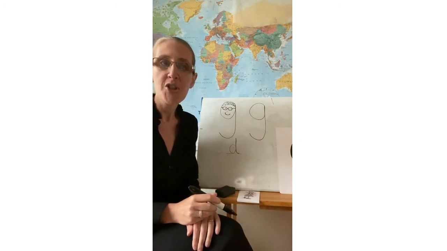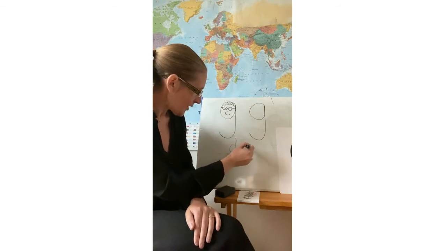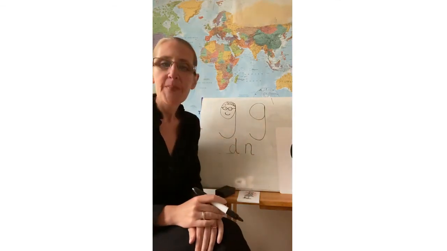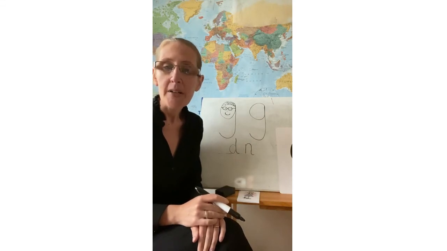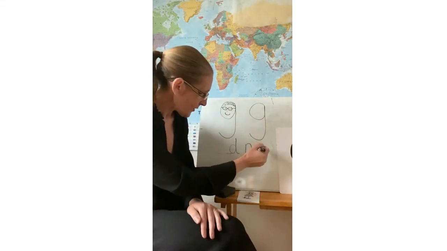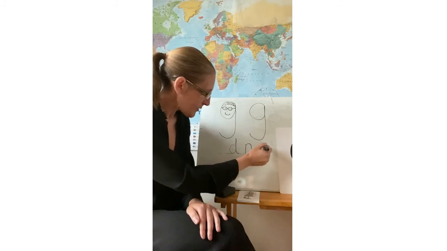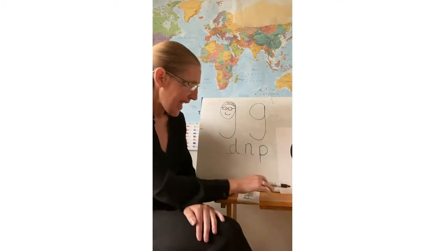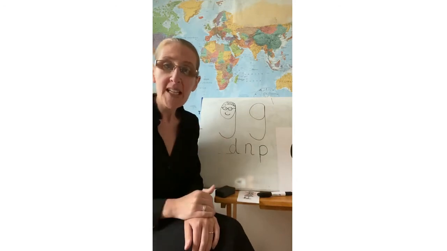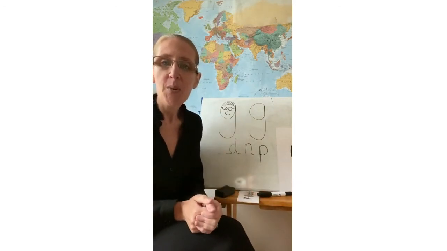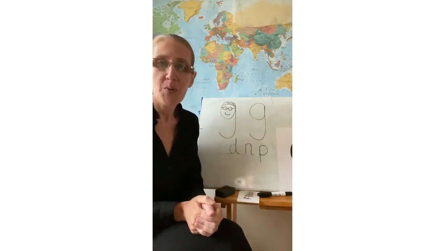Then we're going to do n. Down Nobby, over the net. And I think we'll do p. Remember, down the pirate and round his face. Excellent. So if you found those a little bit tricky, just keep practicing. You can practice as much as you want at home.